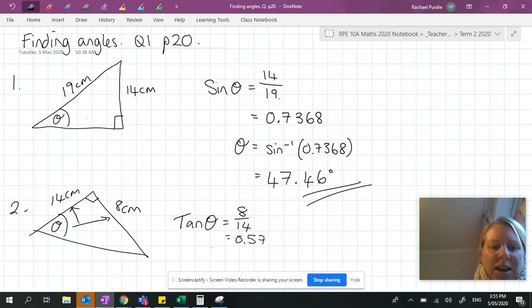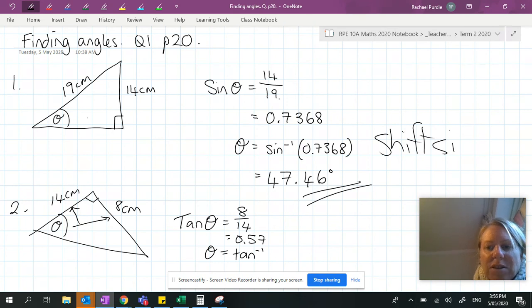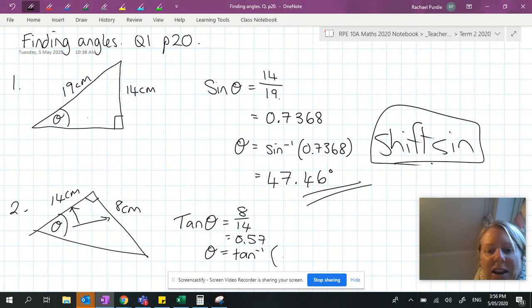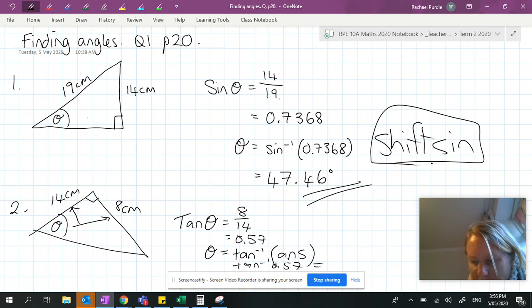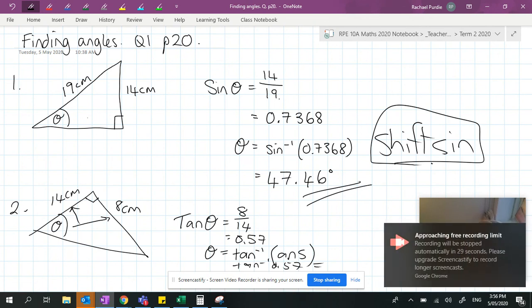0.57. And so theta is, I'm now going to do shift tan, and then the answer button. Or in this case, it's 0.57. Push equals. On my phone calculator, I do shift tan, 0.57 equals, and we get 29.68.